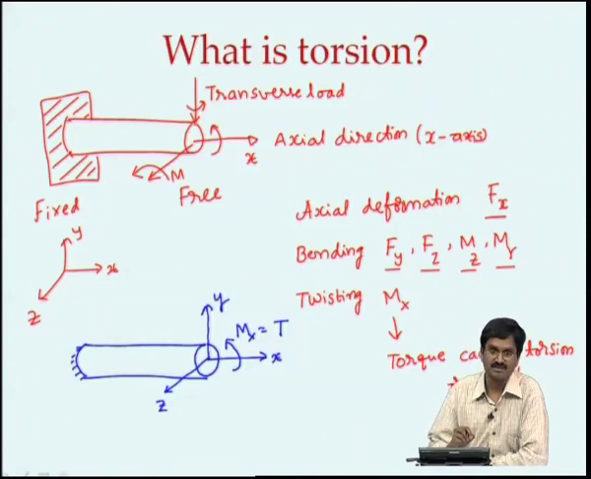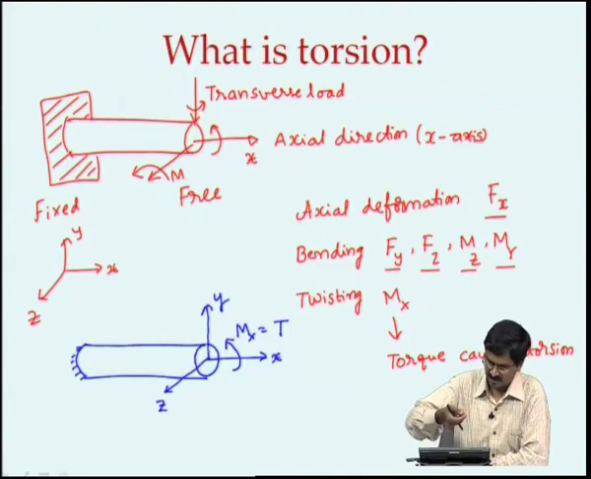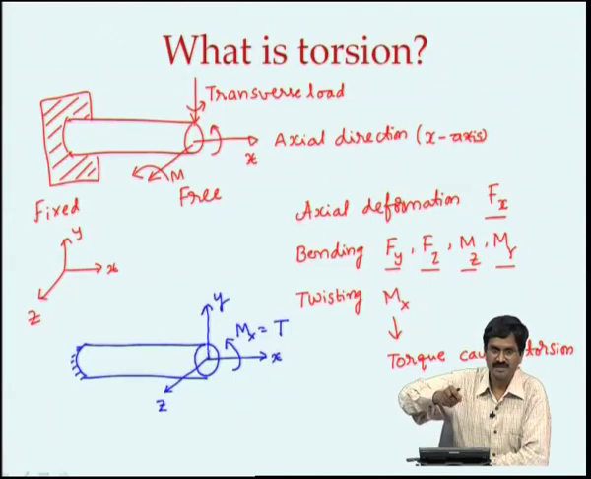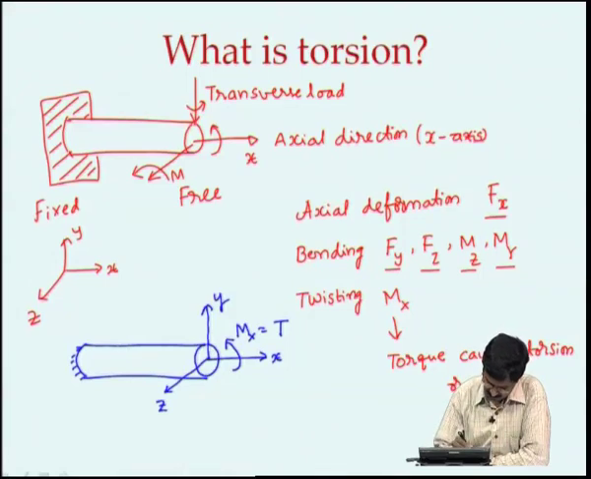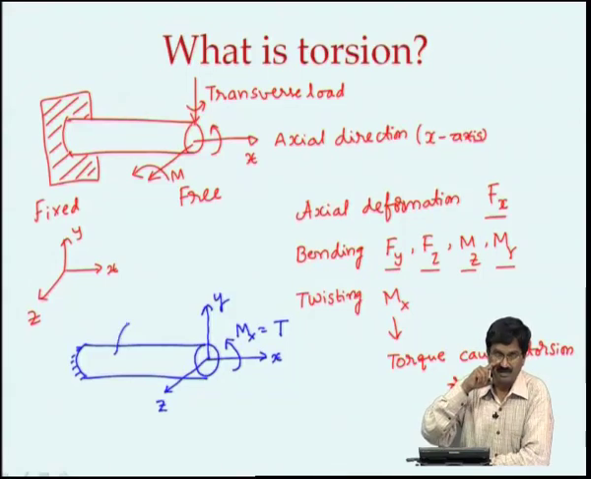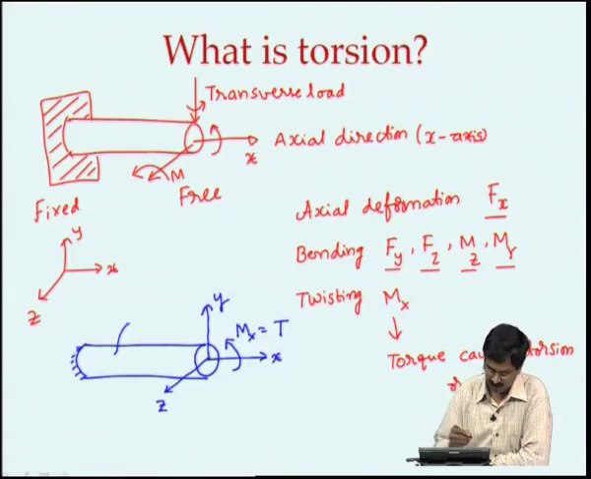How much does it twist? If I take something and hold one end fixed and twist the other end, how much does it twist, and what kind of stress does it create in this beam? Because shafts are the ones that hold this torque load, we usually call it a shaft, but it is a beam.